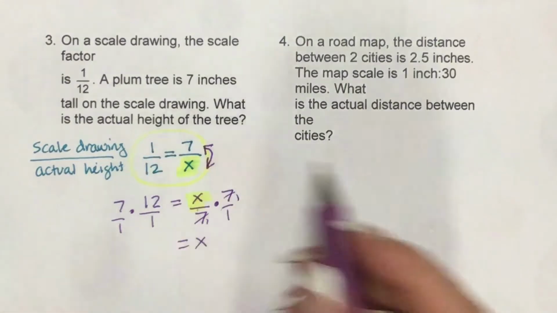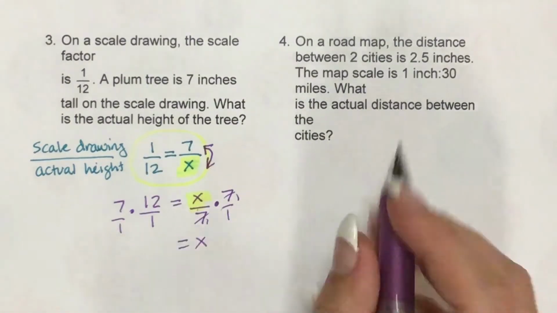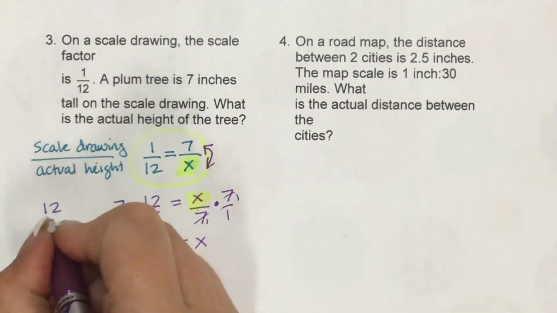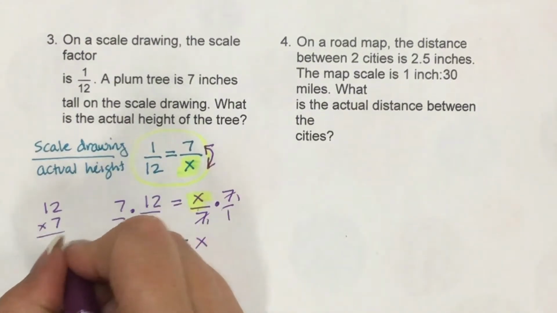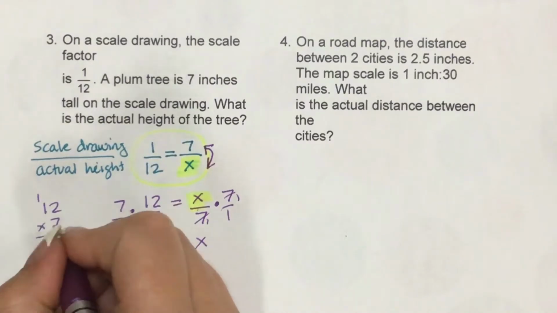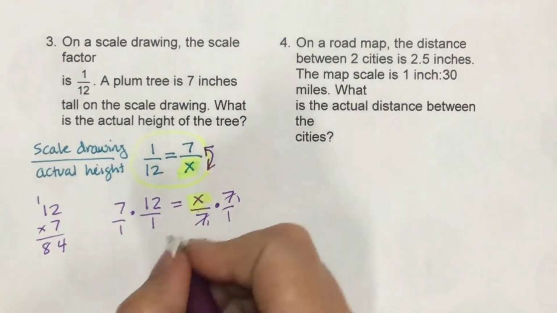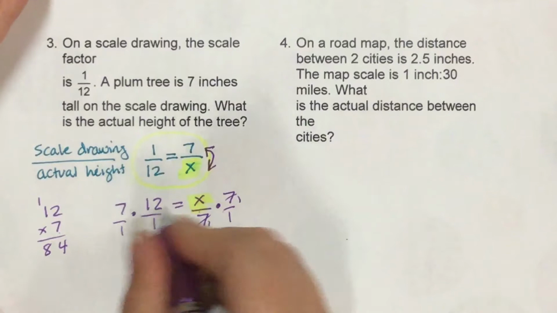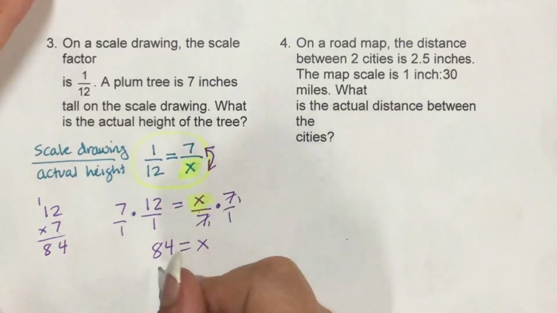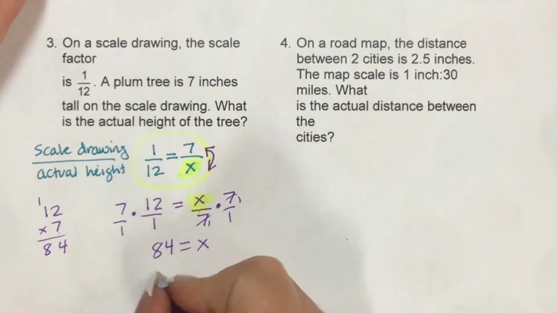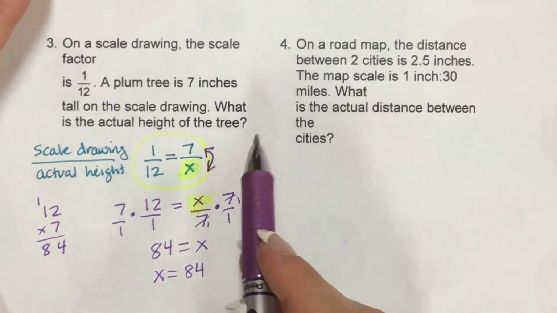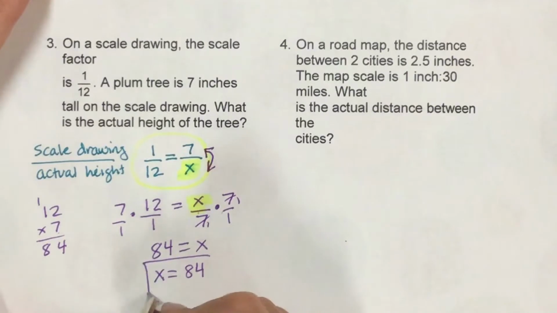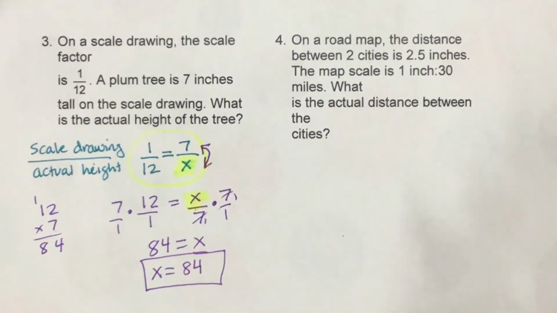And then we just need to do this. We would try to cross cancel, but we can't. So we're just going to go 7 times 12. I'm going to do that off to the side. 12 times 7: 7 times 2 is 14, write the 4, carry the 1. 7 times 1 is 7, plus 1 is 8, so we have 84. And then 1 times 1 is just 1, so 84 over 1 is the same thing as 84. The actual height of the tree is 84. So that's how you do number 3.